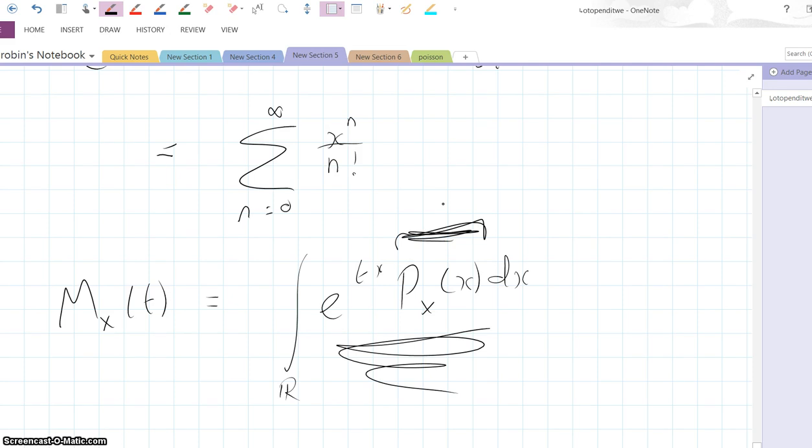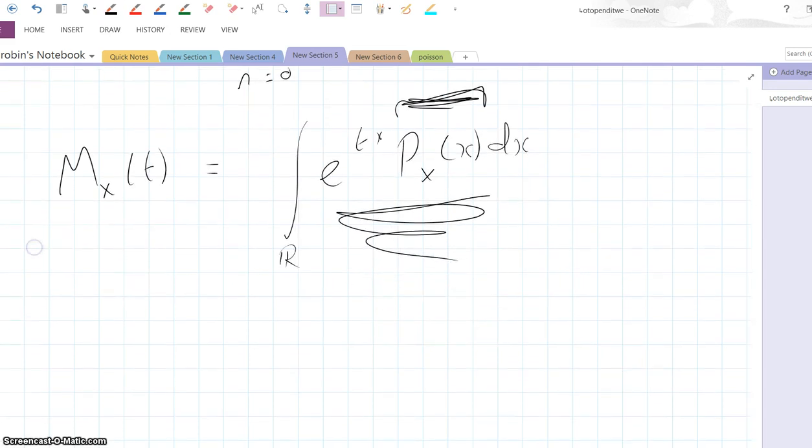I might put a Gaussian in or some other kind of function I'm interested in. But for the moment, I'm just going to leave it free. I'm just going to write p sub x, and then I can substitute what I want in. And now I'm going to expand this.